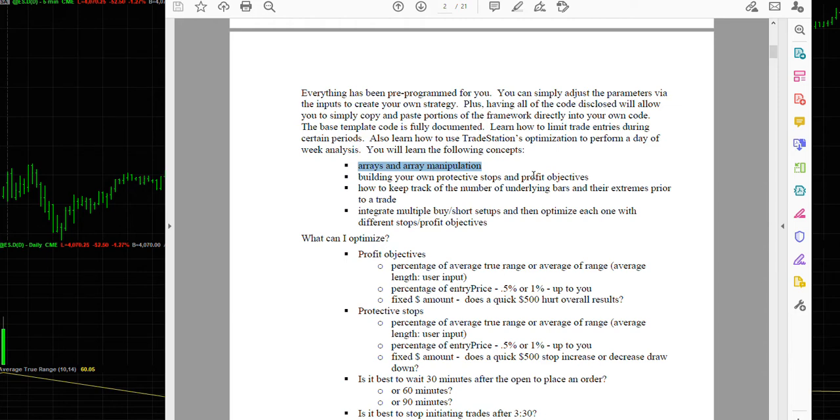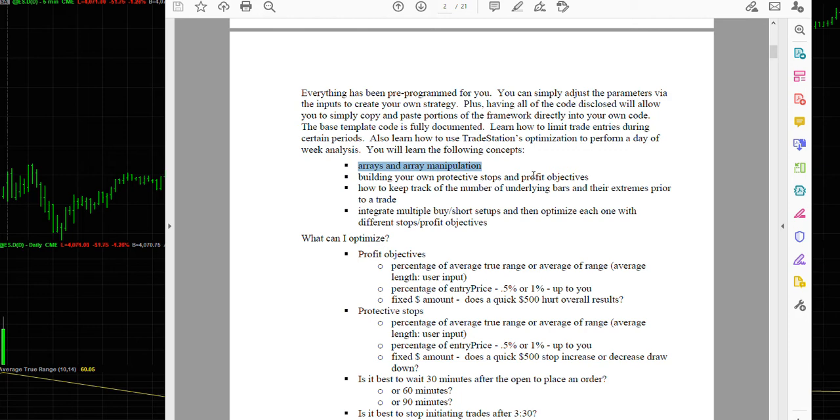Building your own protective stops and profit objectives, we know how to do that in this framework. If you don't, you will learn how to do that. How to keep track of the number of underlying bars and their extremes prior to a trade. A lot of times that's important to know. How to integrate multiple buy and short setups and then optimize each one with different stops and profit objectives.